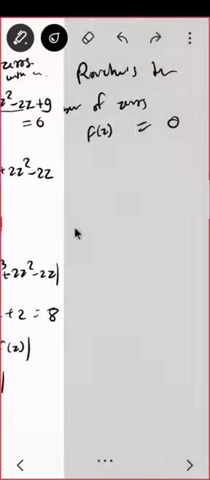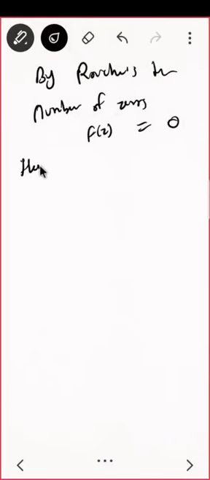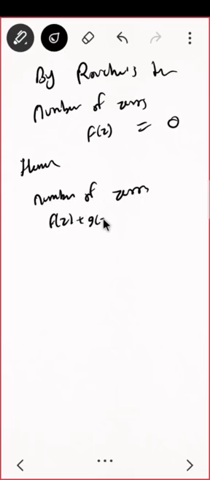Hence the number of zeros of the function f of z plus g of z will also be 0 with multiplicity. Is that clear?